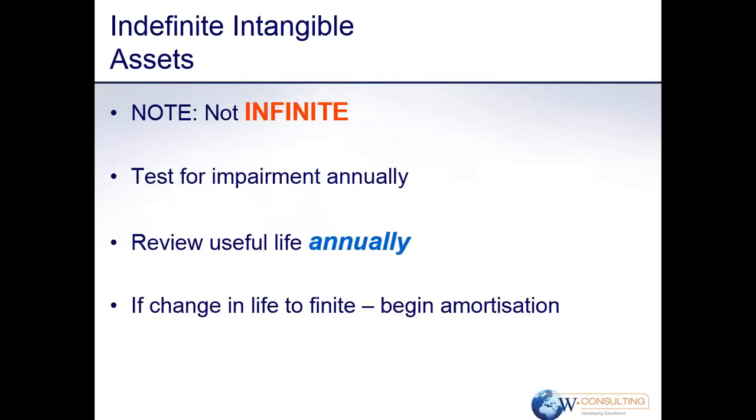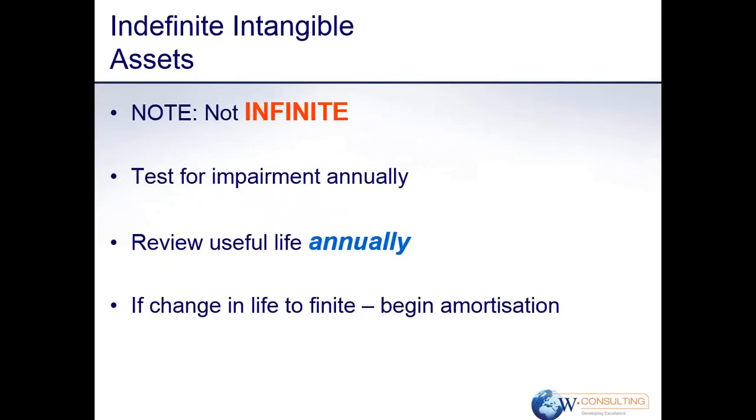So for as long as an asset has an indefinite life, no amortization, but test for impairment annually. If an asset does have a finite life, we amortize that over the useful life. And as I said to you earlier, it's unlikely that we would use the revaluation model.